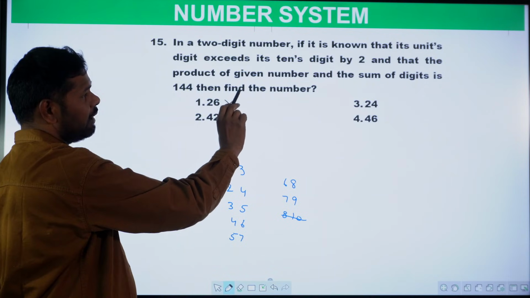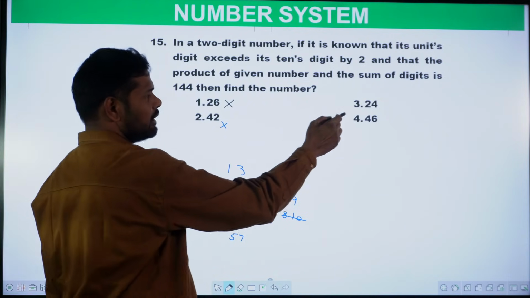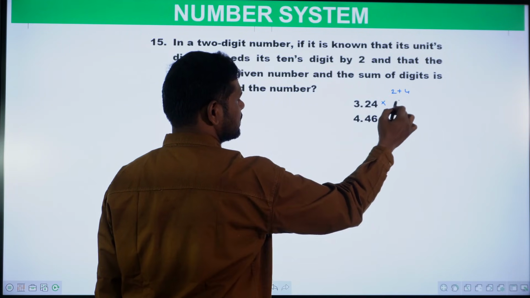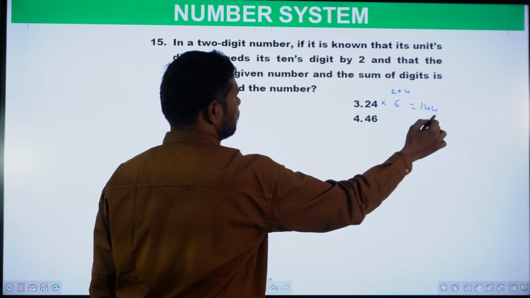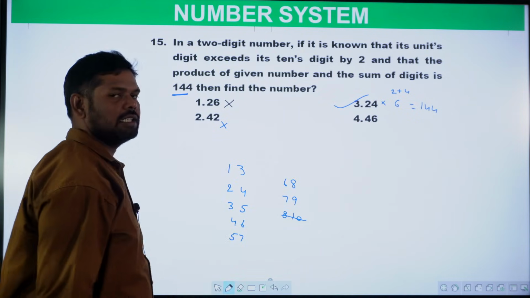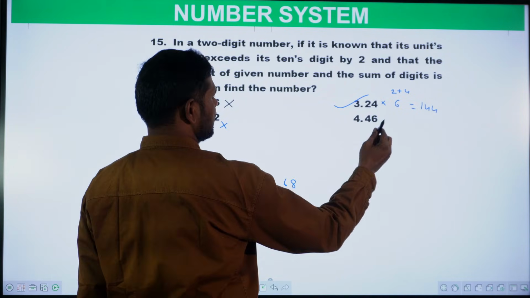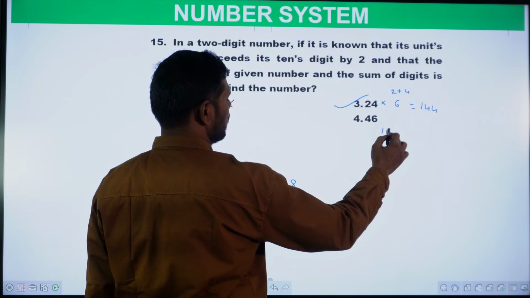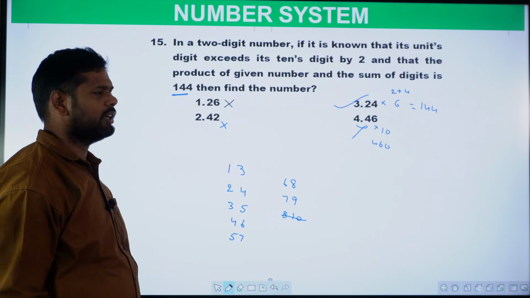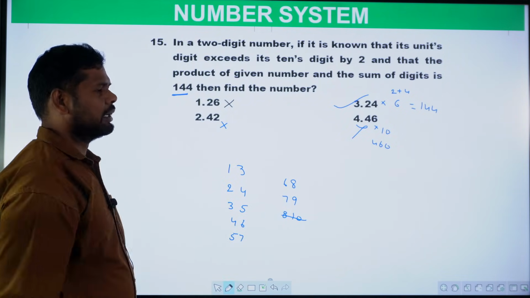Product of the given number and the sum of digits. The given number is 24 into the sum of digits, 2 plus 4, which is 6. 24 into 6 equals 144. It gives us 144, so it satisfies that condition. That is the answer. Suppose you take 46: 4 plus 6 is 10, and 46 into 10 is 460, not 144. If you want to verify that also, the third option is the correct option.